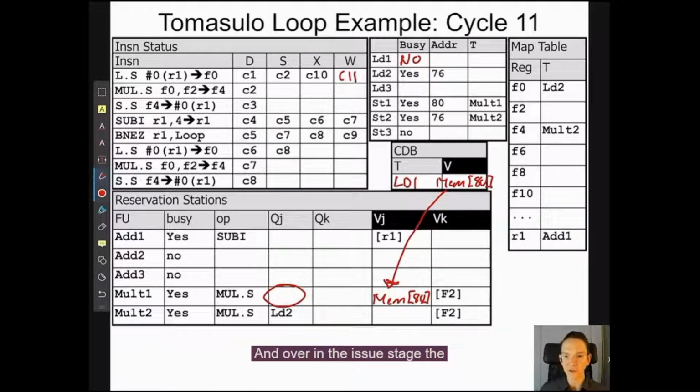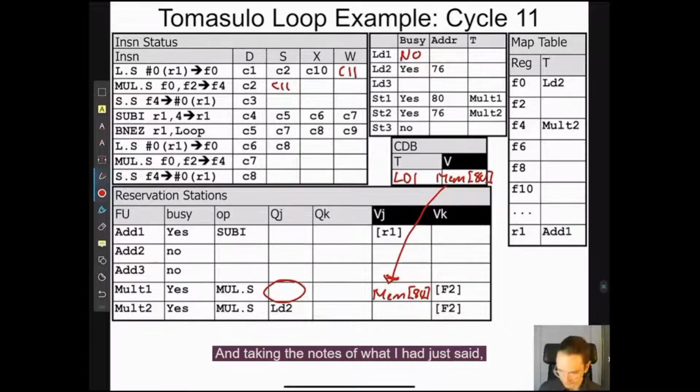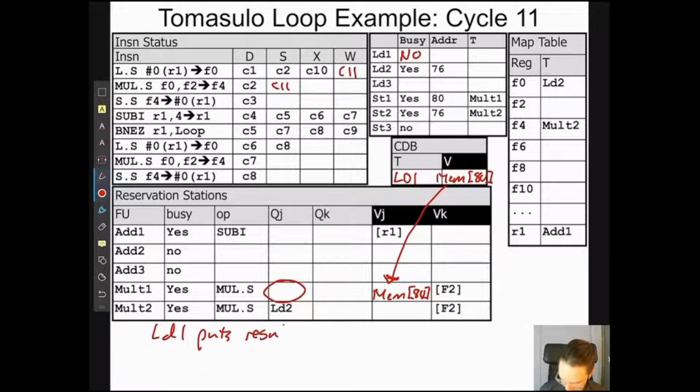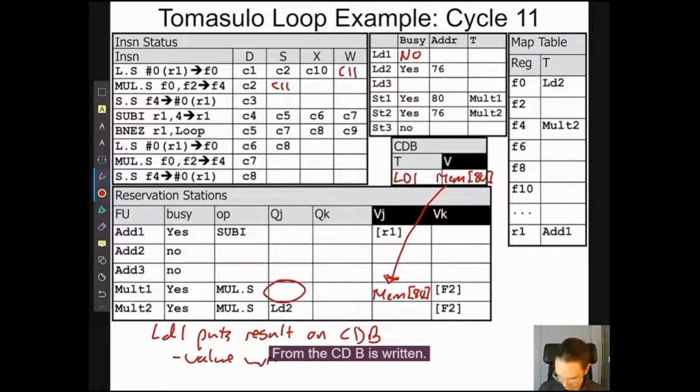And over in the issue stage, the first multiply, all of its operands are now available. So by the second half of the cycle, the issue stage realizes it's time to issue the multiply instruction, send it down to that functional unit. And taking note of what I had just said, load 1 puts its results on the CDB, and the value from the CDB is written into VJ for mult1. The first store instruction is still waiting on the result of the first multiply, so no news there.